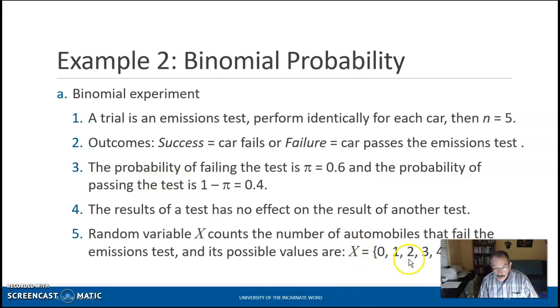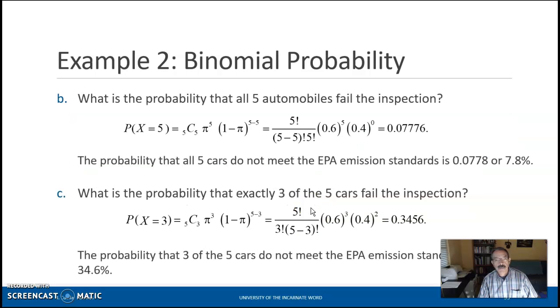All right, keep that in mind because this is going to be important as we calculate probabilities. All right, so let's solve part B. What is the probability that all 5 automobiles fail the inspection? In this case, we're looking for the probability of the random variable being equal to 5.